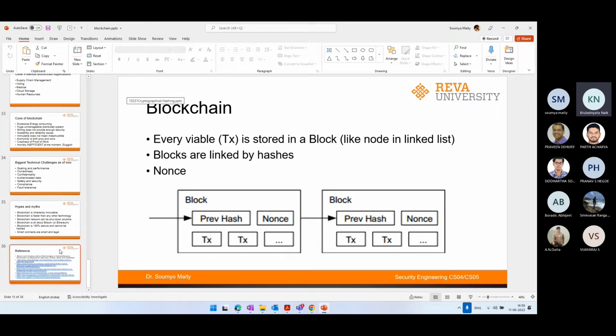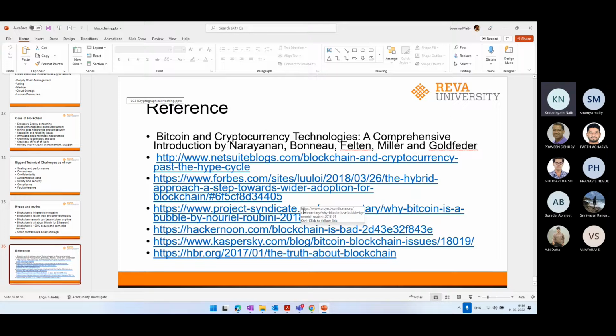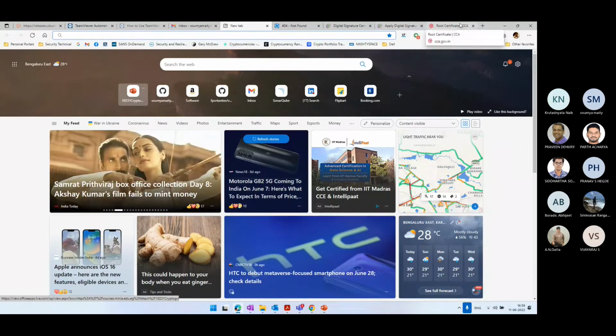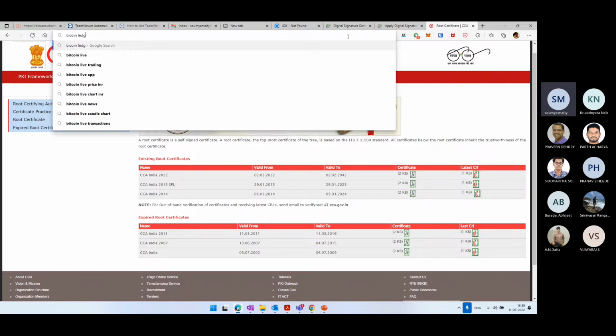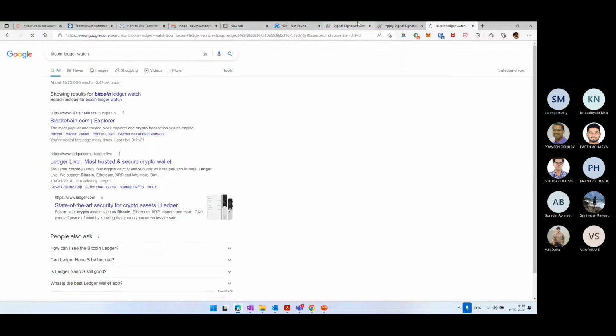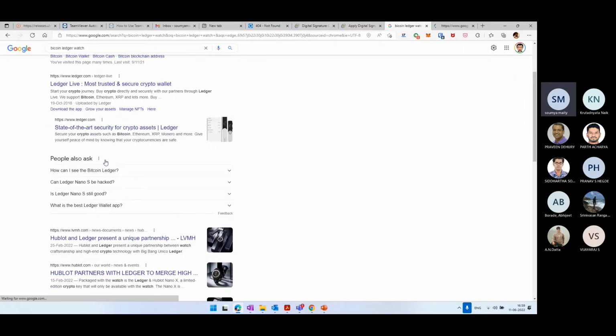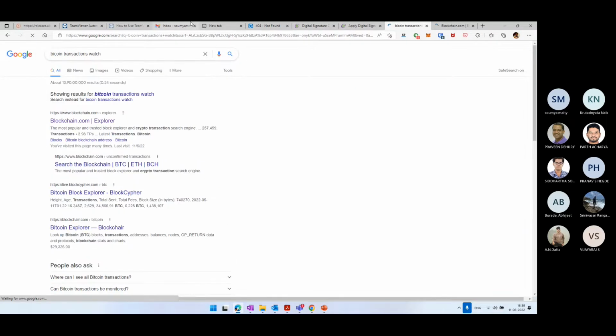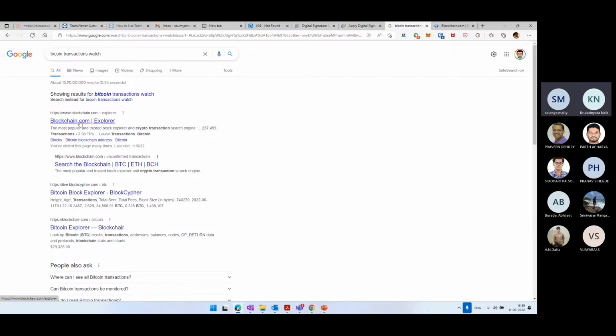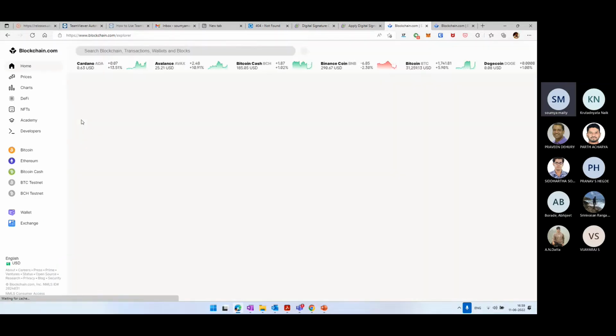And how have they derived the number 30, like 30... Sorry? Zero. Yeah, I am. Ledger watch. Blockchain.com should not be the one. Ledger sections. Yeah, Bitcoin.com. This is the one.